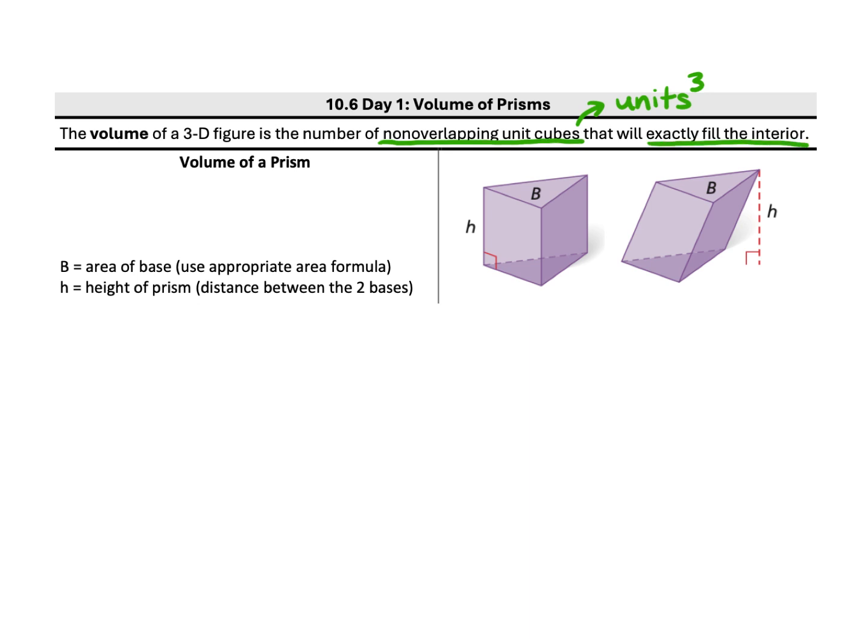To calculate the volume of a prism, we use the formula volume equals the area of the base times the height. So capital B stands for area of the base. You'll want to make sure that you use the appropriate area formula from Unit 9, or in your note packet, it's at the bottom of the 10.5 day 1.